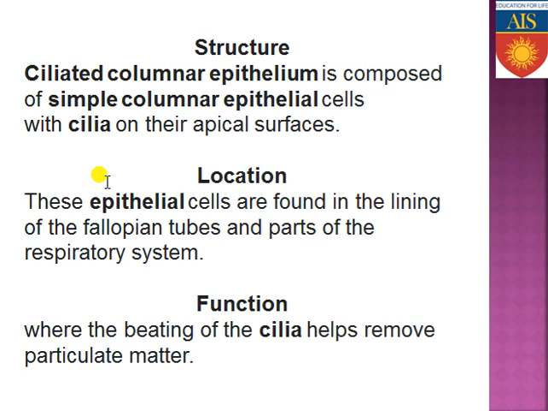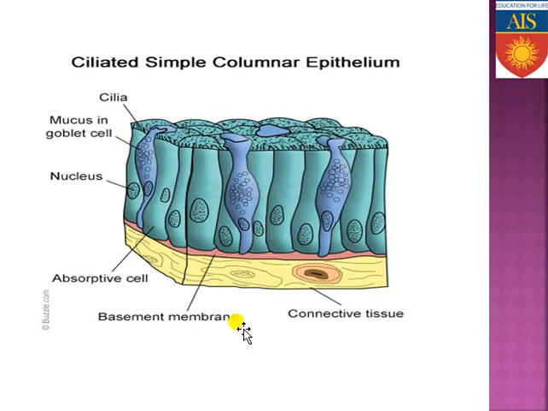So in the fallopian tube, they are propelling the ovum which is produced during ovulation. When they are present inside the respiratory tract, they are responsible for propelling the air, as well as for inhibiting the unwanted particles which have entered the respiratory tract. Function: when the cilia are beating, it helps to remove the particulate matter from any duct, from any tube.